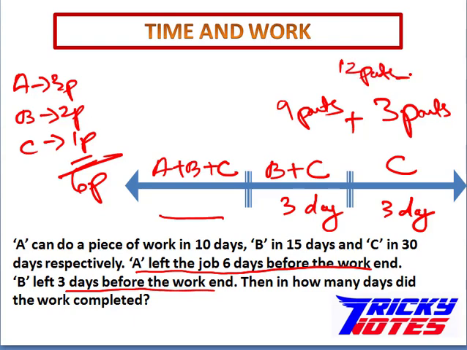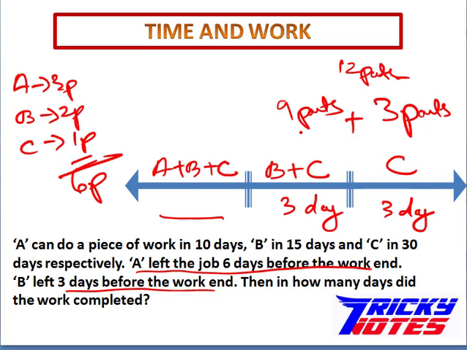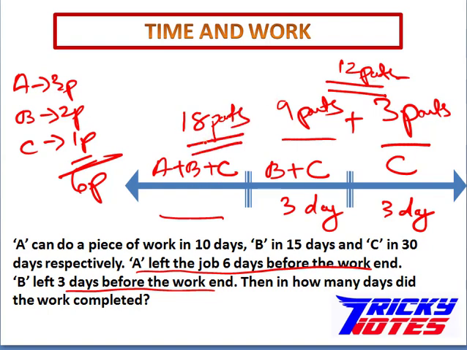And if you remember, our total work was 30 parts. Within these last 6 days, 9 parts plus 3 parts, already 12 parts are done. So in the remaining days they have done 18 parts. This is 30 minus 12, 18 parts. A, B, C have done 18 parts within these days. In one day they are doing 6 parts. So 18 parts they will do in 3 days. So friends, we got the answer, 3 days.